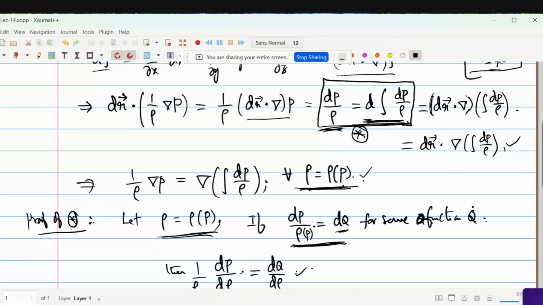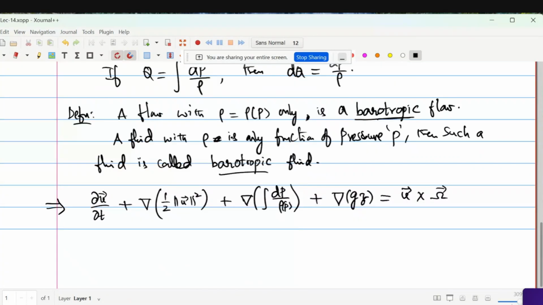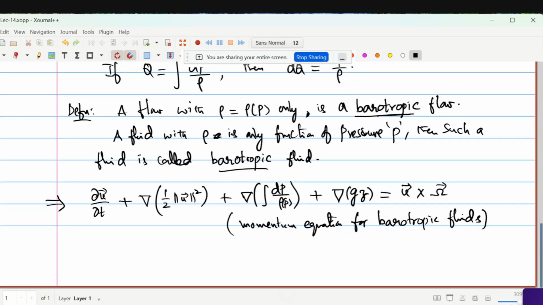Okay, gz is your external force, the gravitational force, equal to, now I take it to the right hand side. So that u cross omega, I take it to the right hand side. So this is your vector cross omega, another vector. So this is what your momentum equation is now. I have not done anything. This is the momentum equation for barotropic flows, barotropic fluid.